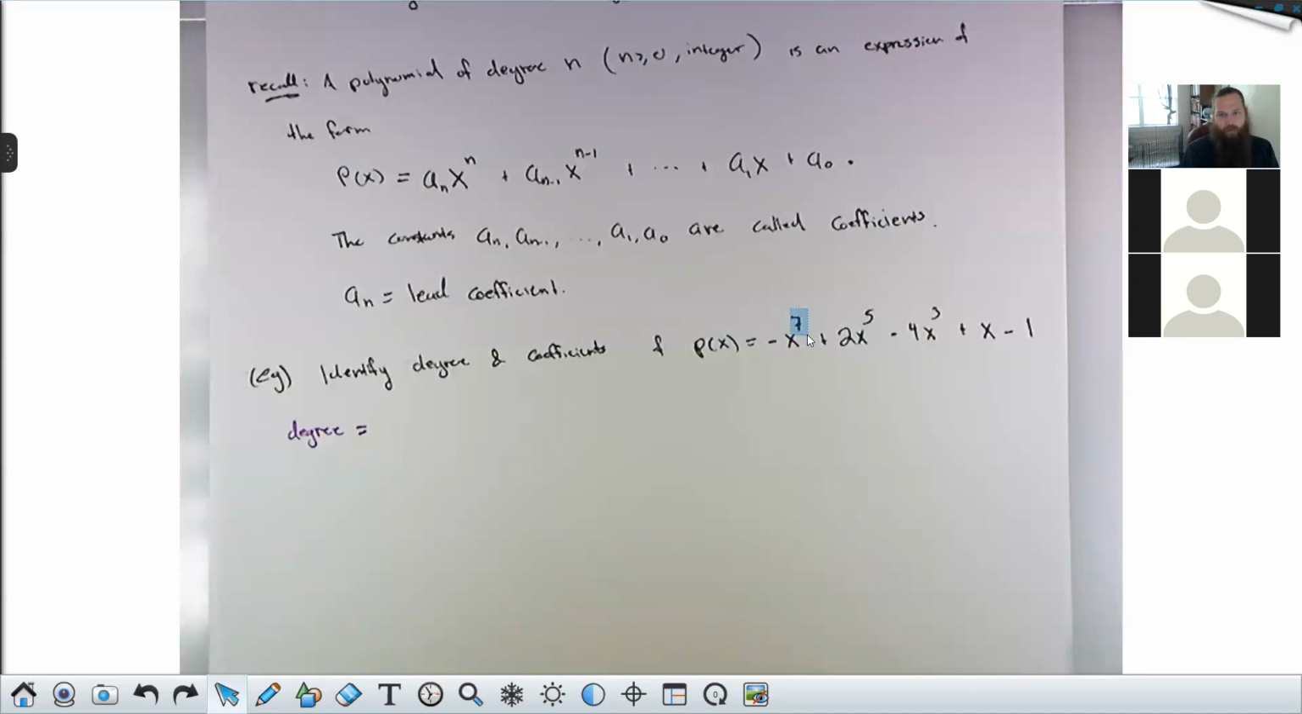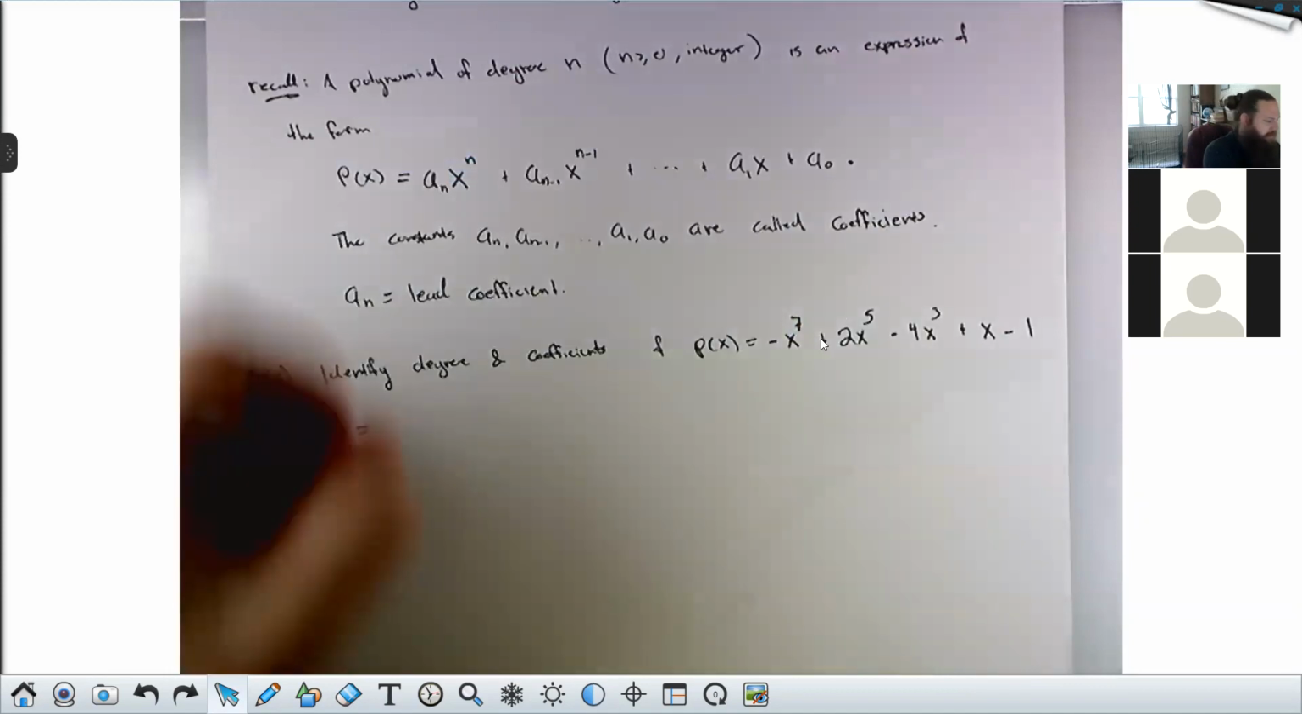So the degree is the power, the largest power of x that shows up anywhere, right? So n is the degree here. So you look for the x with the largest power. That power is your degree. So you're correct. 7 is the degree.